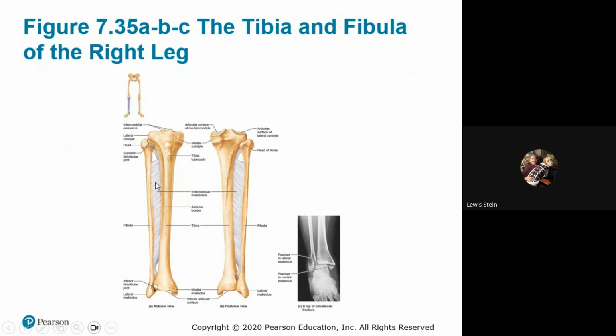Tibial tuberosity, this interosseous membrane, unlike the radius and ulna, is very rigid, doesn't have any give. This is an example of what a fracture would look like. This is called a bimalleolar fracture. Some authors call that, the proper name is a Pott's fracture. You see a lot of those.